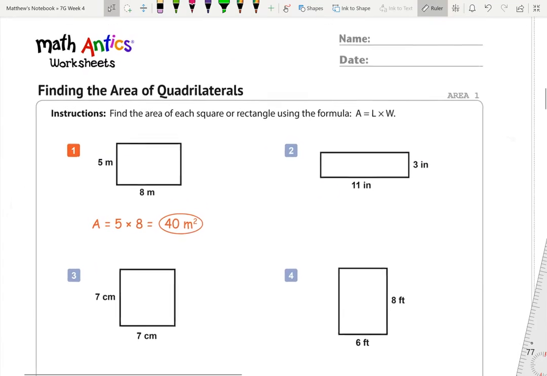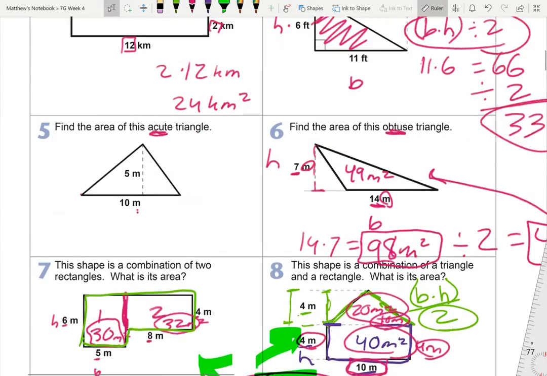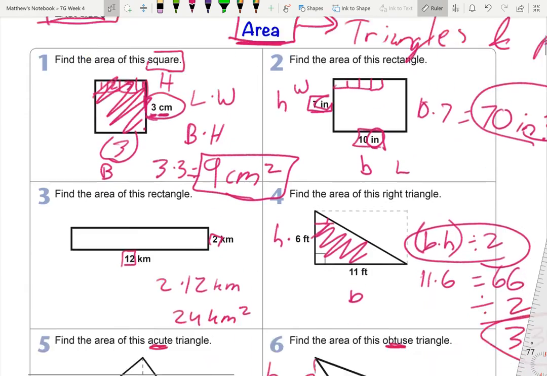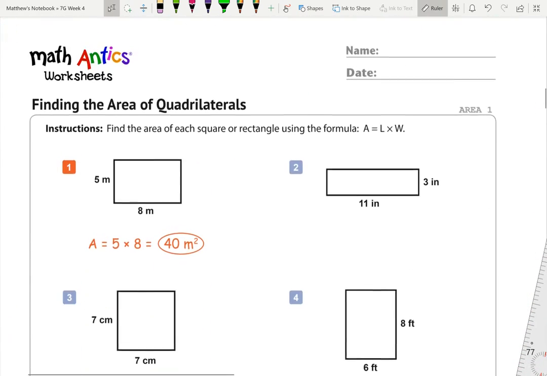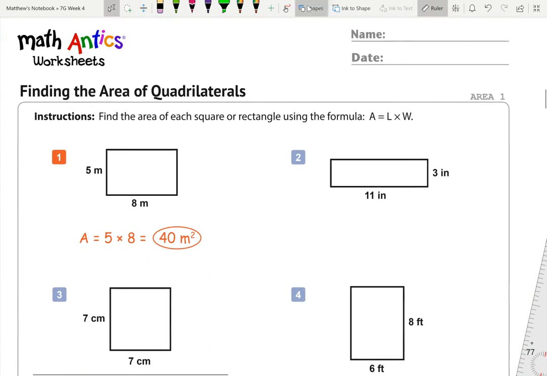All right, everybody. So now we're looking at the worksheet. So again, we're going to use all of our notes that we have on the exercise sheet to complete the Finding the Area of Quadrilaterals worksheet and the rest of the area worksheets. All right, so let's get started here.